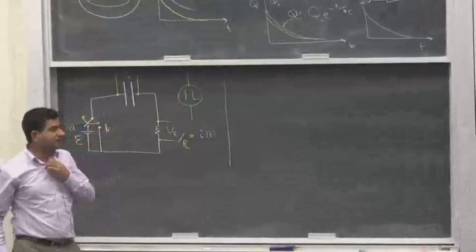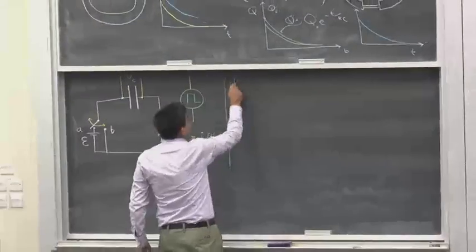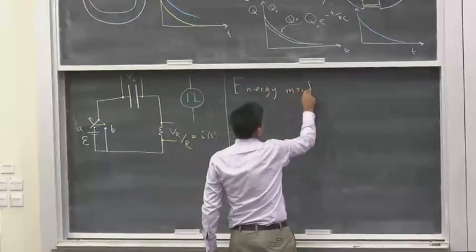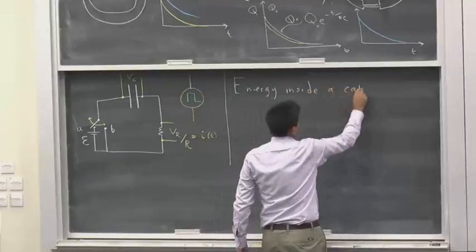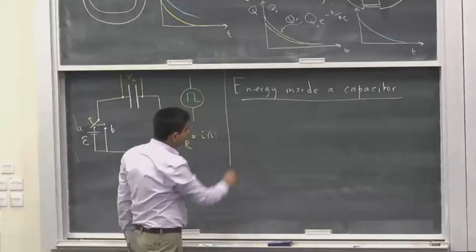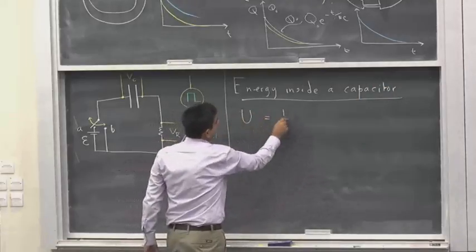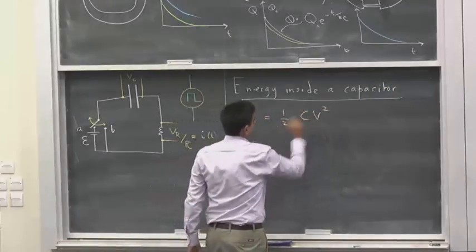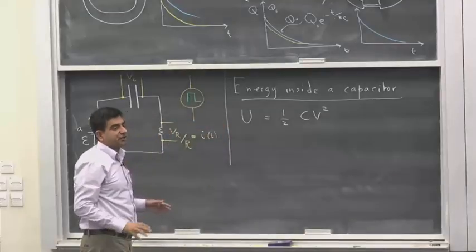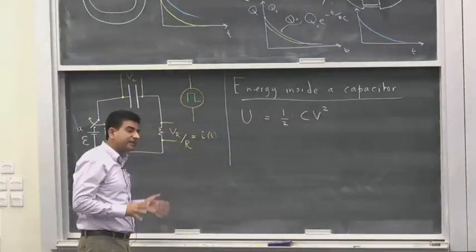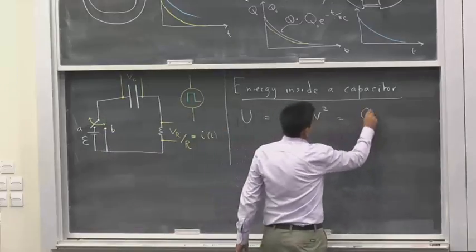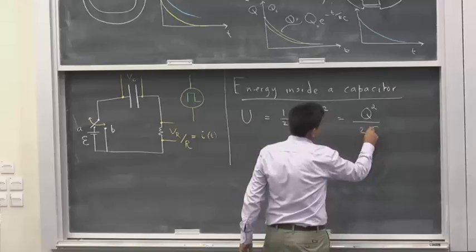We've also seen in the previous class that the energy inside a capacitor is given by half CV squared. This is the potential energy inside a capacitor. Okay? And it's also given by the total charge on the capacitor squared divided by 2C.